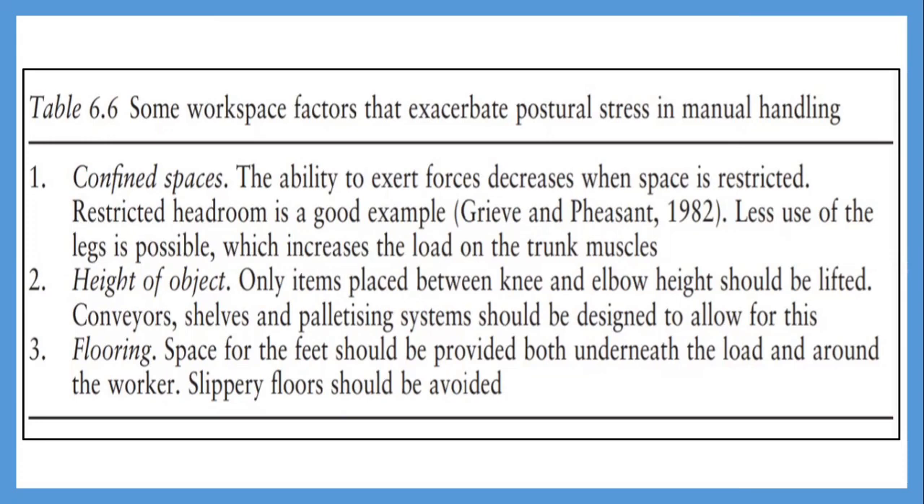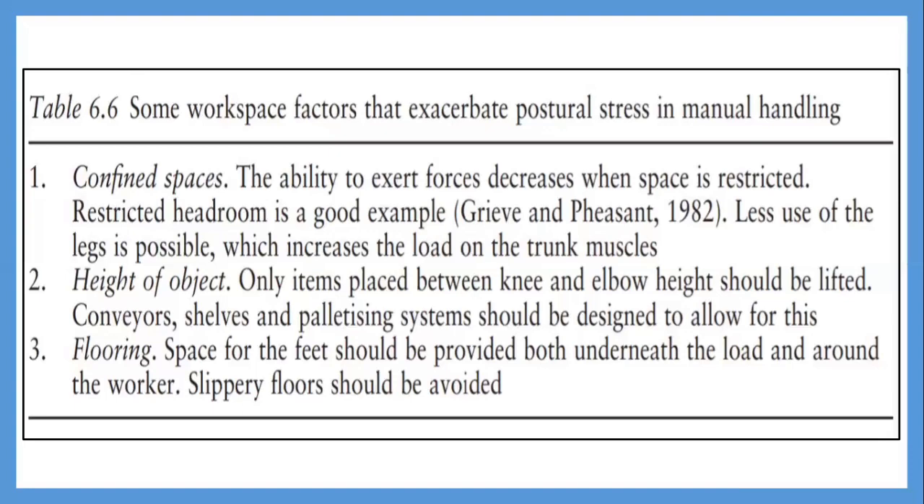So less use of the legs is possible, which increases the load on the trunk muscles. And another workspace factor that should be given high regard would be the height of the object itself. Here, only items placed between knee and elbow height should be lifted. Conveyors, shelves, and palletizing systems should be designed to allow for this. And lastly, we have flooring as our workspace factor, because for flooring, space for the feet should be provided both underneath the load and around the worker.